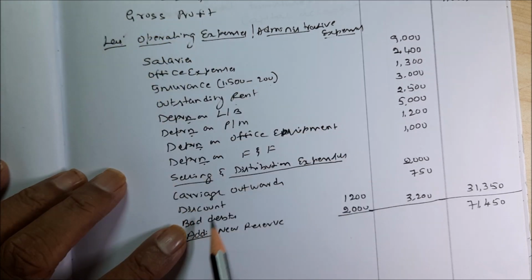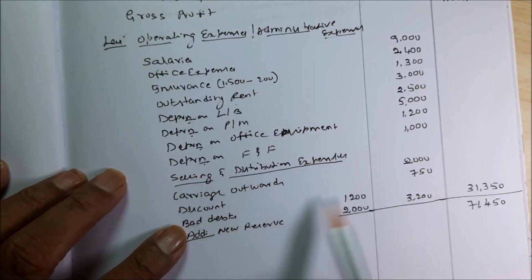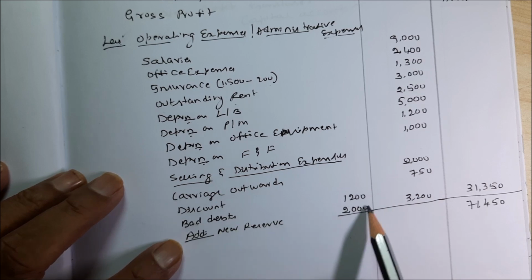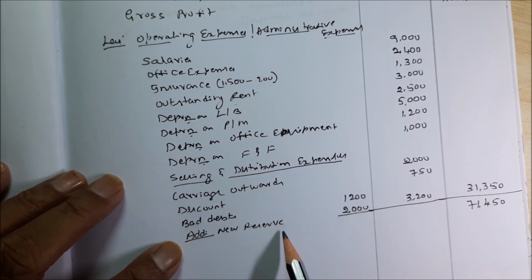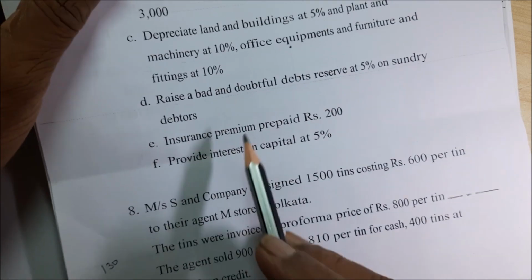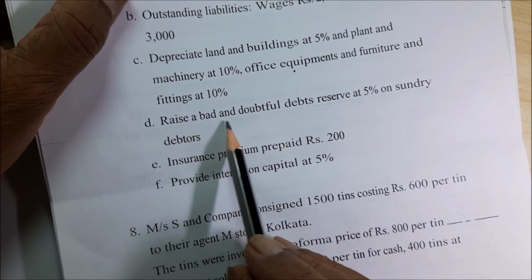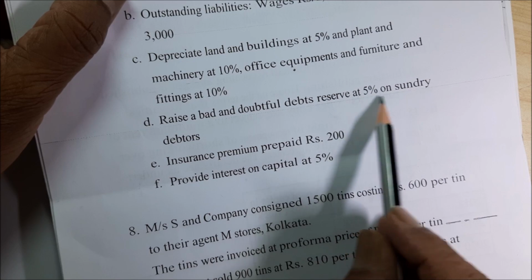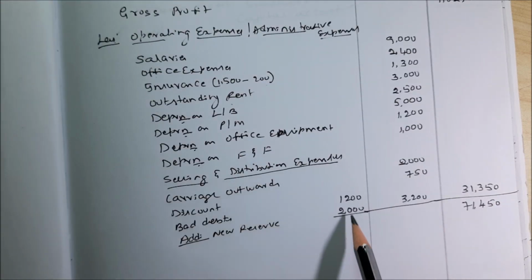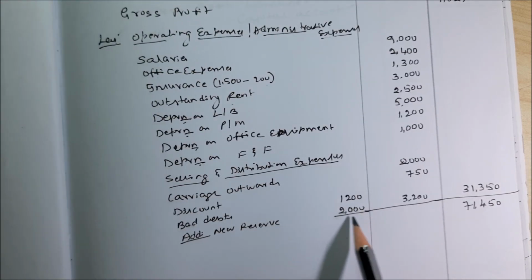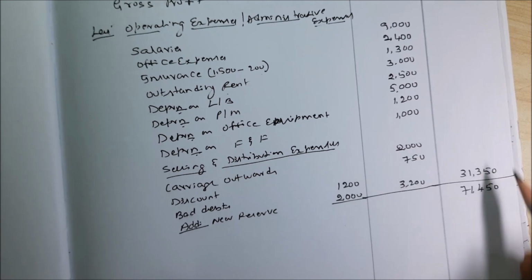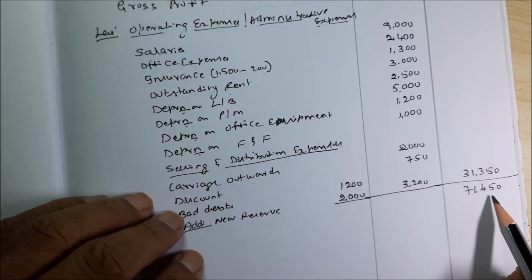Carriage outwards comes under selling and distribution, 750. Bad debts 1,200. Add a new reserve. They have given one more thing here in the problem: raise a bad and doubtful debt reserve at 5% on sundry debtors. So 5%, 2,000; 1,200 plus 2,000 comes to 3,200. Then minus, you will get 71,450.